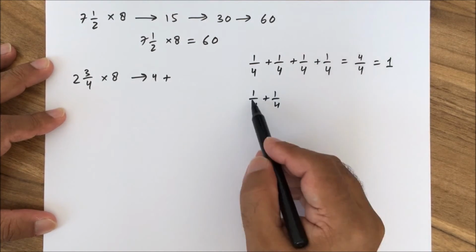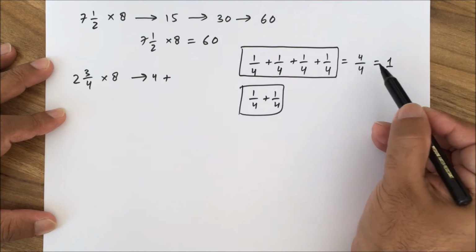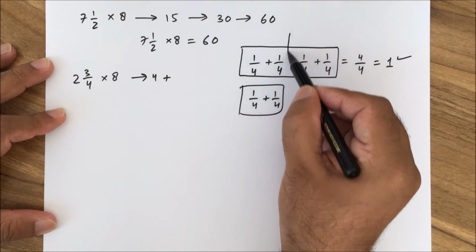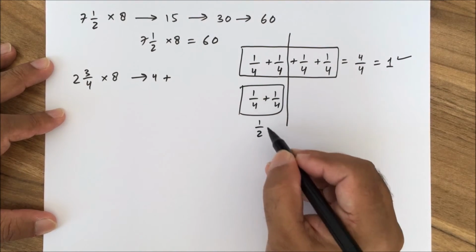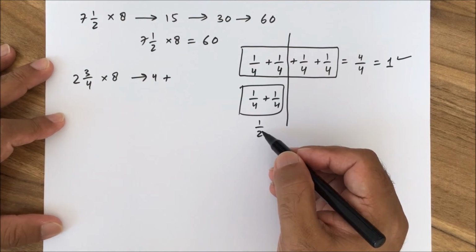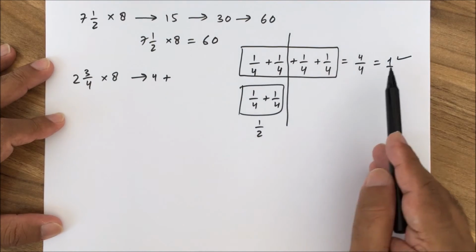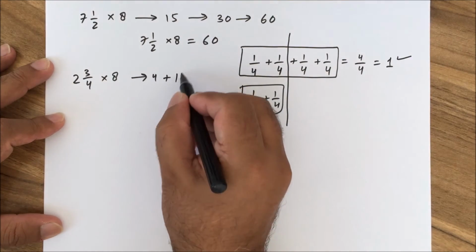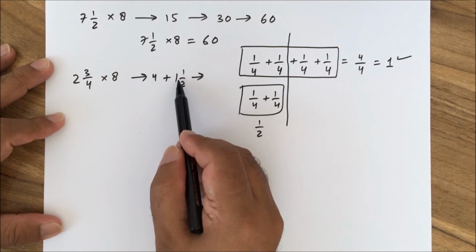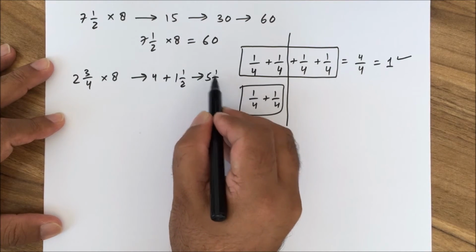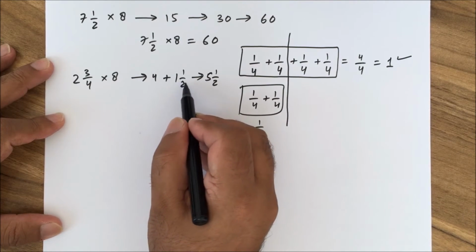So 1, 2, 3, 4, 5, 6. And we can see that if this total is equal to 1 here, half of it, this is half of 1, that is half. Double of 1/4 is half. So we have 6/4. Double of 3/4 is 6/4. 1, 2, 3, 4. It means 1.5. So 1.5 I have, and then if I add 4 and 1.5, it's 5.5. Just add the whole numbers 4 and 1, it will become 5, and the fraction remains as it is.